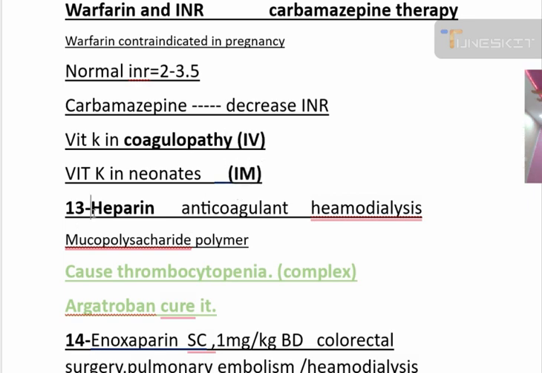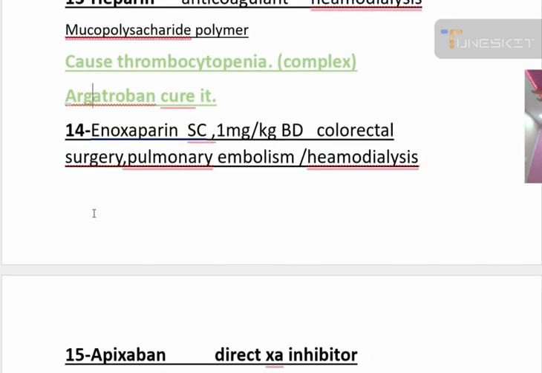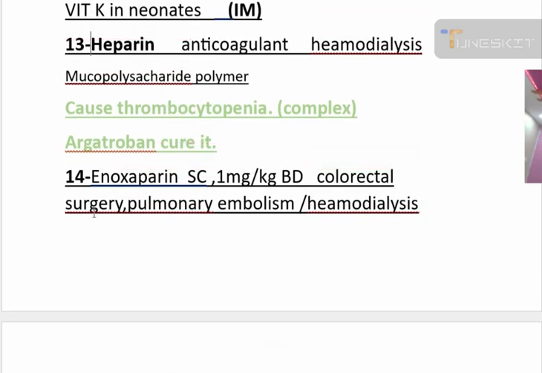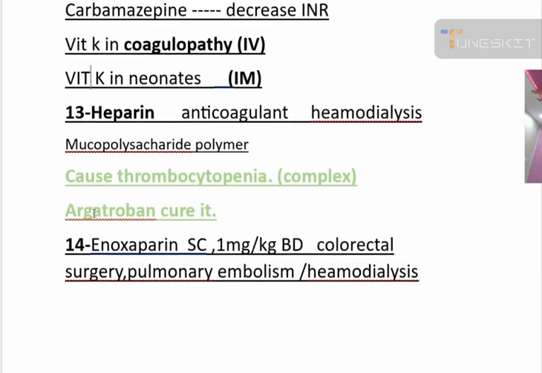So the next is heparin. Heparin is used mostly for dialysis patients, kidney failure patients, because the blood is being drawn from the body into a machine and then again returned to the body. So heparin is constantly used in the machine to prevent any type of clot. So it is an anticoagulant for hemodialysis. It is a mucopolysaccharide polymer.